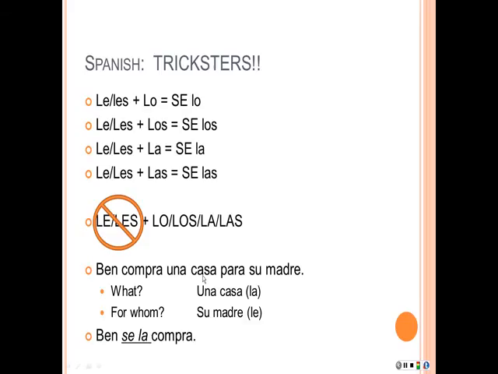So here's an example. Ben compra una casa para su madre. What does he buy? Una casa, which is la. For whom does he buy it? Su madre, which would be le. But because we can't have Ben le la compra, because it's two L's in a row, the le for su madre changes to se. Ben se la compra. Ben buys it for her. The la being the casa, the se being the le for his mom.